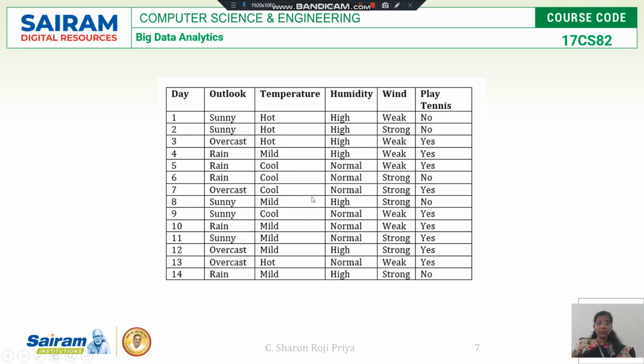So this is your data set. For this data set, we are going to construct a decision tree. If you look into this data set, it has 4 attributes: outlook, temperature, humidity, and wind, and the 5th one is the class label, play tennis. We have a total of 14 instances. Out of these 14 instances, 1, 2, 3, 4, 5, 6, 7, 8, 9, 9 are positive samples and 5 are negative samples.